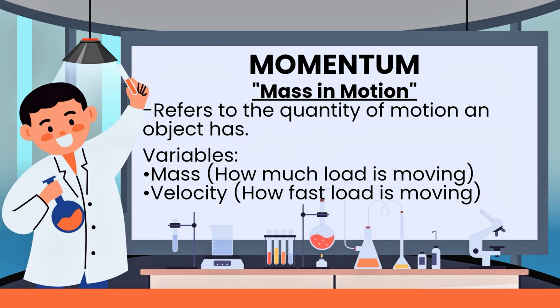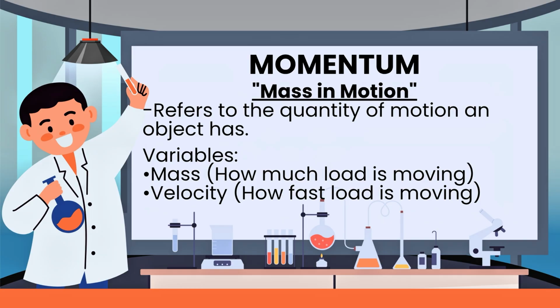Momentum is also referred to as a mass in motion. It is the quantity of motion an object has, and it also needs two variables: mass, which is the heaviness of the load, and velocity, which is how fast the load is moving. The concept of momentum helps us to understand the tendency of moving objects to stop. These are the concepts you need to remember.